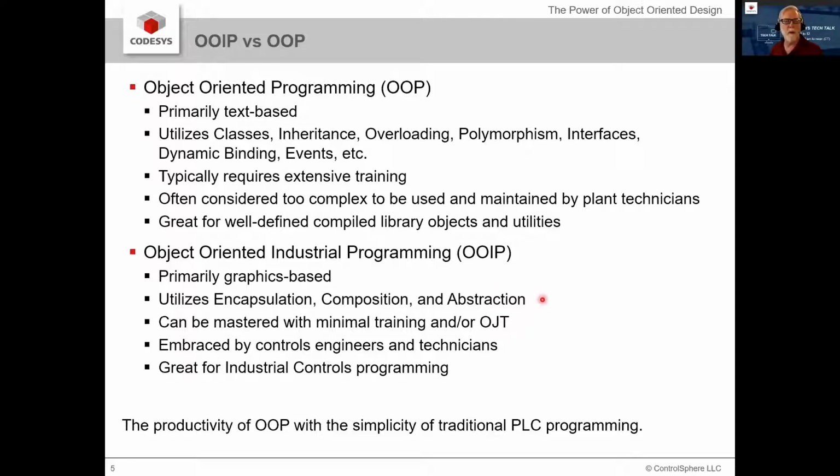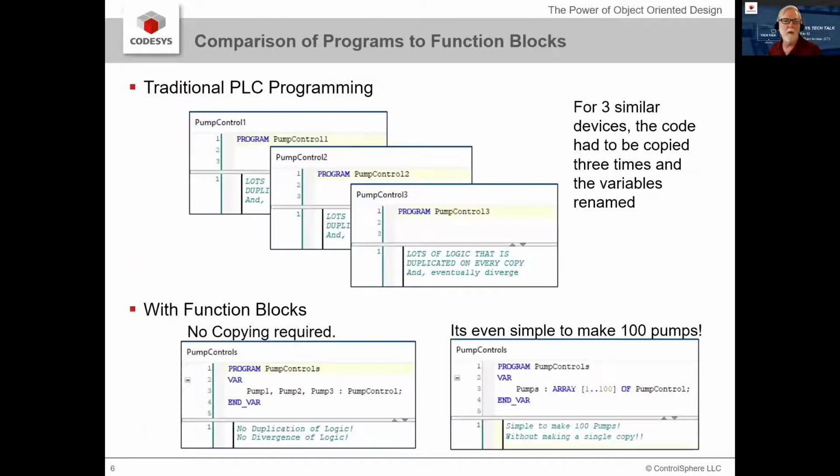Object-oriented industrial programming only uses a subset of object-oriented programming. It only uses encapsulation, composition, and abstraction, and we'll talk about all three of those in a few minutes. Because we only use this simple subset, it's very easy to master, very easy to understand, and can be learned with on-the-job training. It doesn't require university training. Everyone that's tried it that I know of embraces it and loves it, and it's great for programming. So basically, object-oriented industrial programming gives you the productivity of object-oriented programming without all the complexity. It's a great subset, and we'll talk about that in much more detail.